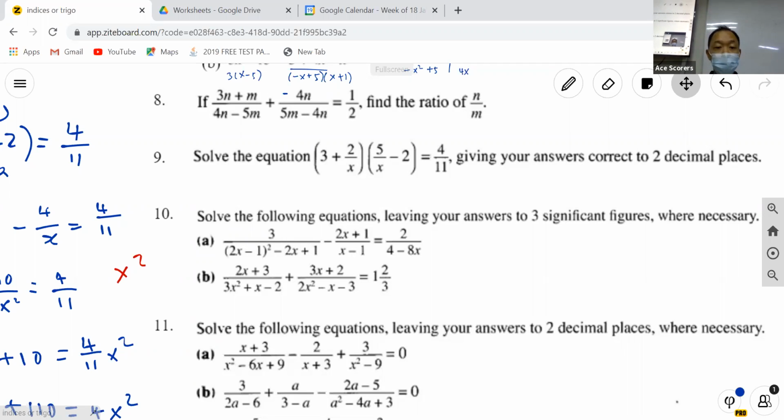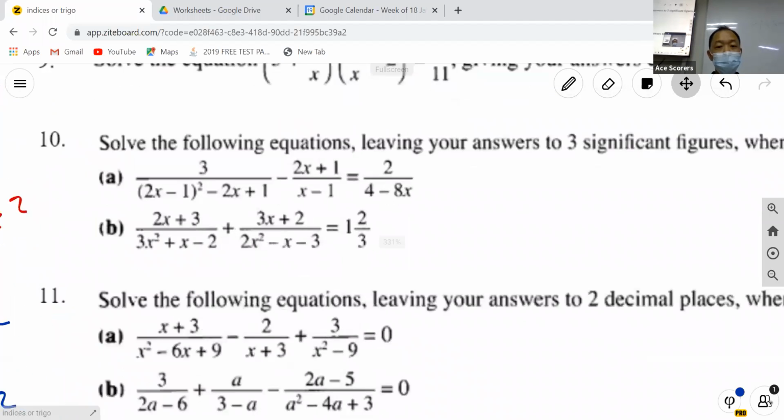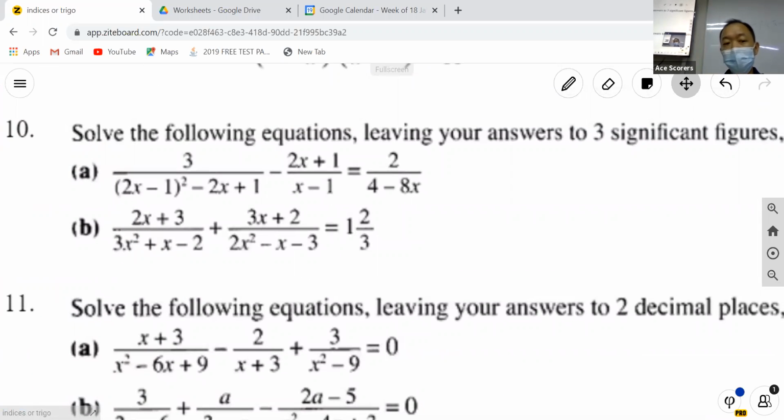So question 10 is the big monster. How to solve 10? You need to factorize. So your factorization skill has to be super good. You need to expand and factorize this thing. Is there any shortcut? No. Let's just do this one. Let's just find the denominator. So what do you get when we expand this?